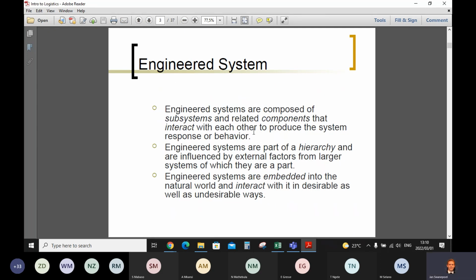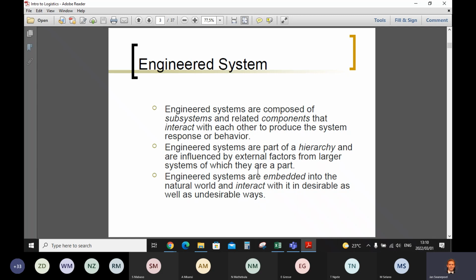Engineering systems are composed of subsystems and related components that interact with each other and produce a system responsible behavior. We know that's already right. So there's systems and then there's subsystems, and those subsystems have components, and all of those things interact with each other. We had a question last week about can there be a component that doesn't interact with the others? And we had a short discussion about that.